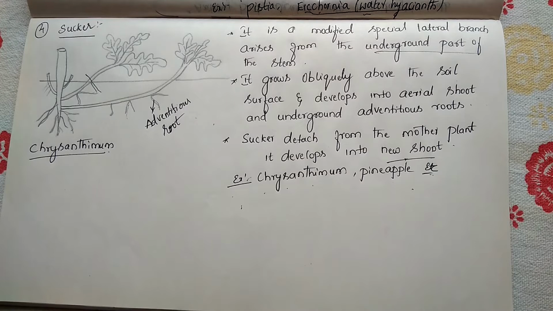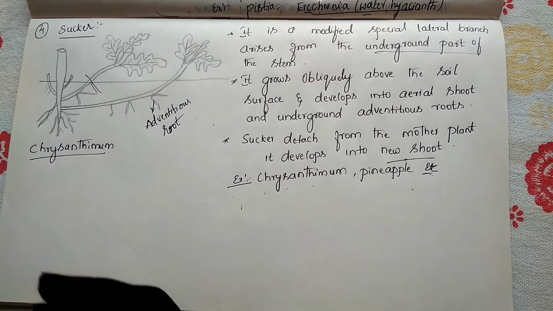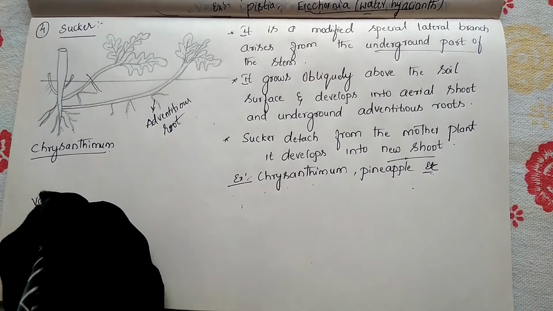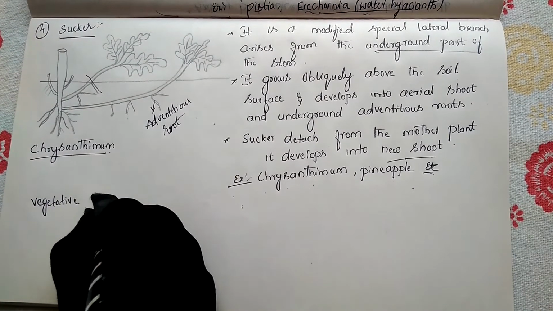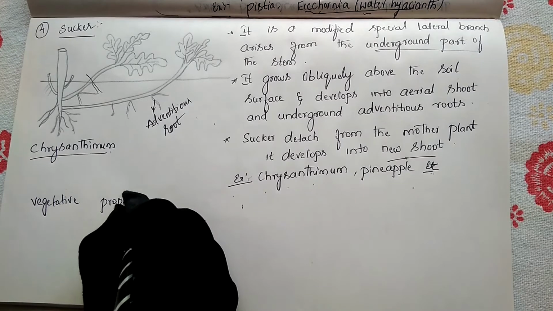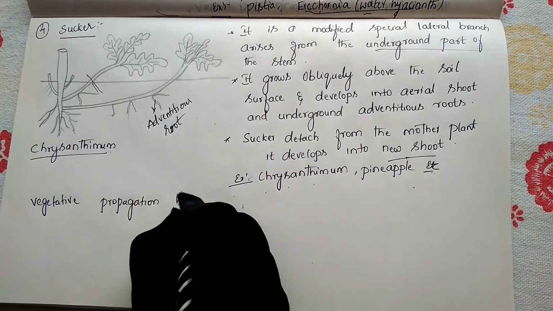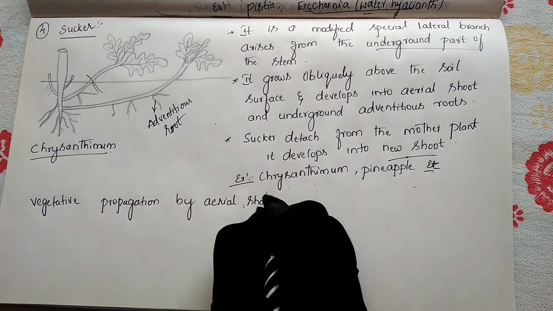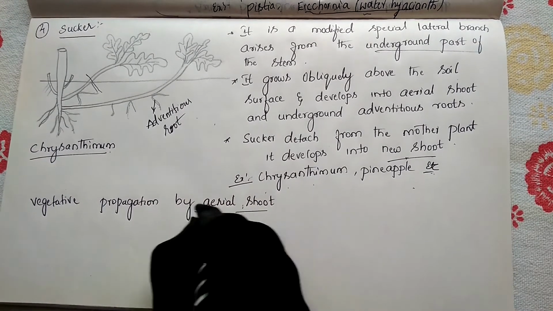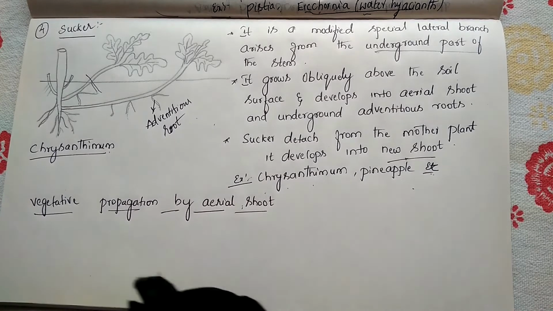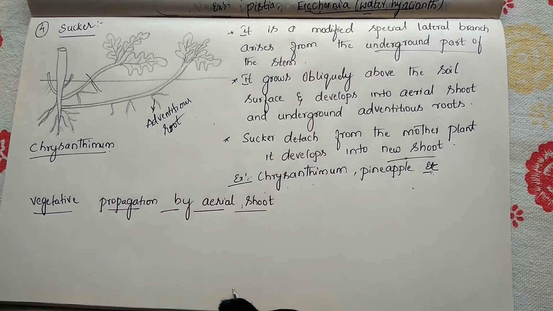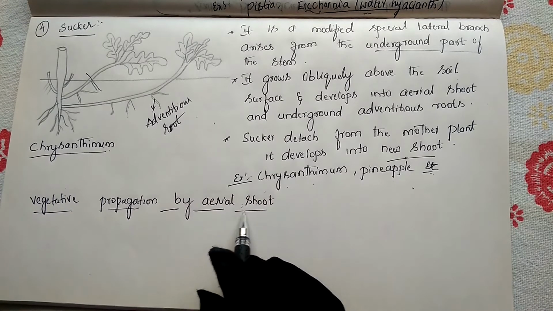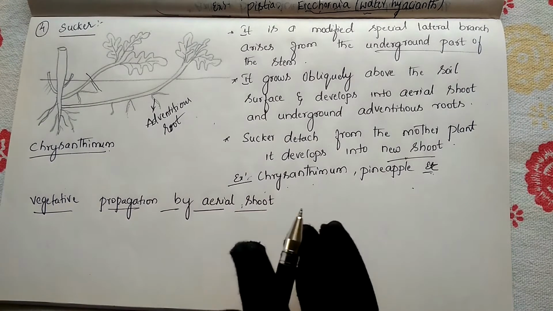Next let us discuss vegetative propagation by aerial shoot. Vegetative propagation by underground stem is over. Vegetative propagation by subaerial stem is over. Next, the third type is vegetative propagation by aerial shoot. So let us discuss this one.